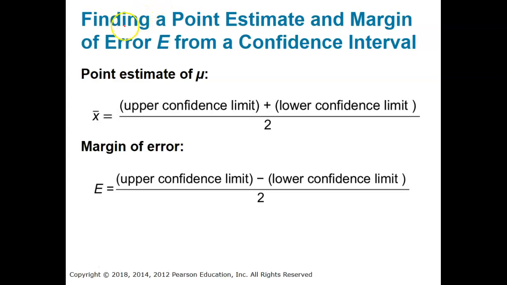Okay, sometimes you're going to be asked to find your X bar and your margin of error when you have been given the confidence interval itself. We looked at some of these using the p hat and the X bar, so it's very similar. To find the X bar, it's in the middle of the interval, so you'll do the upper plus the lower divided by 2. And then for the margin of error, you're going to do the upper minus the lower divided by 2.